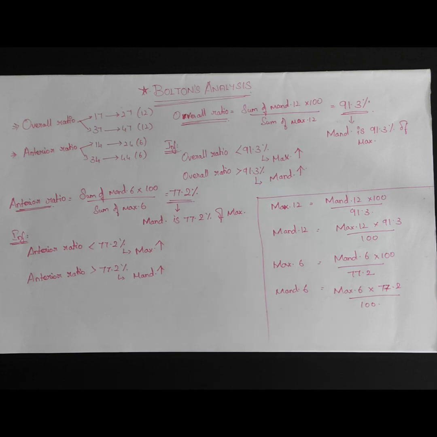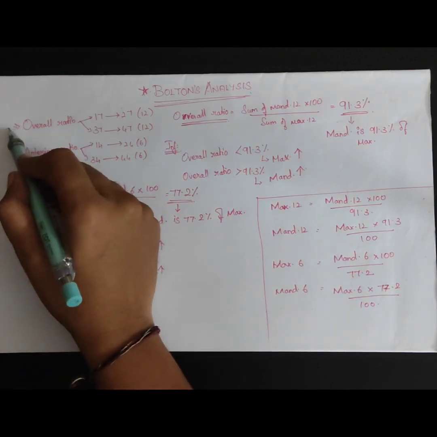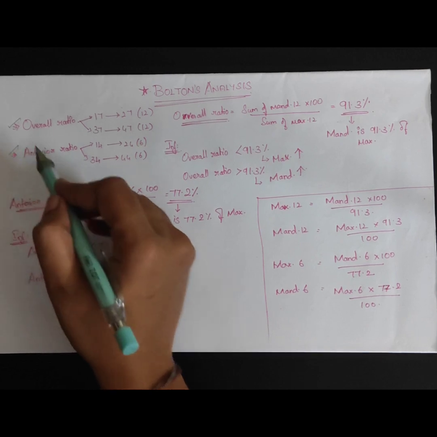sum of the mesiodistal width of the mandibular tooth forms a ratio, and he says that if there is any discrepancy in this ratio, this leads to malocclusion. So Bolton's analysis is nothing but identifying the discrepancy in this ratio. Okay, so he has given two ratios, overall ratio and anterior ratio.